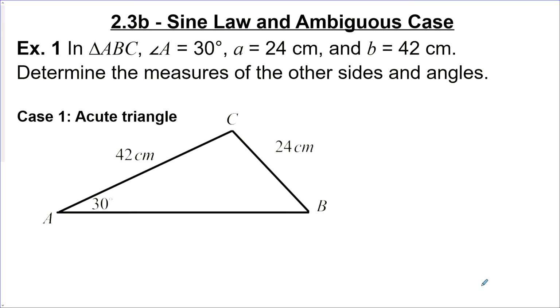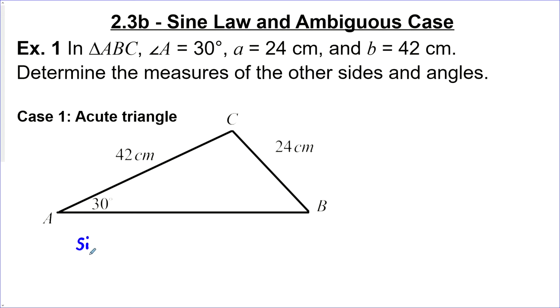2.3b, Sine law and the ambiguous case. For our first example, we've got triangle ABC, and we're just given these three bits of information: angle A, and side B. So I drew a potential triangle here, and we want to determine the measures of all the other sides and angles. Let's start off finding angle B.